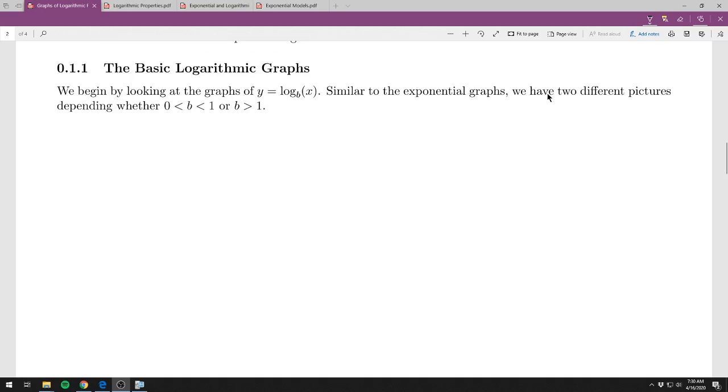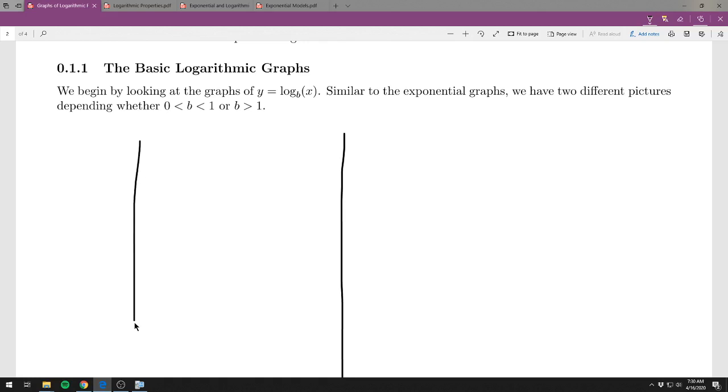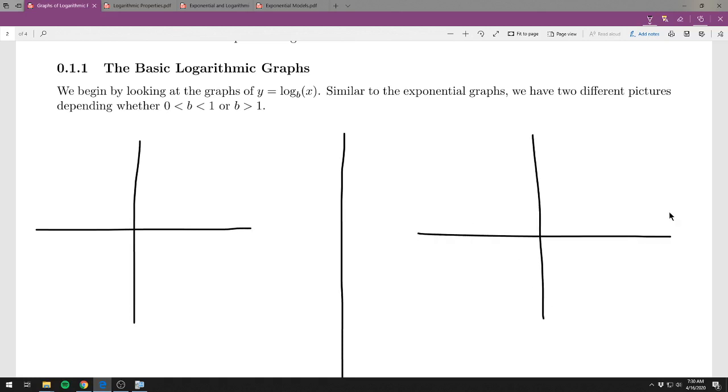Similar to the exponential graphs, we have two different pictures depending on whether the base of the log is between 0 and 1 or bigger than 1. So I'm going to go ahead and do what I did with the exponential graphs and draw each one out and talk about the important things. So the one on the left, I'll do the base between 0 and 1, y equals log base b of x. And the one on the right, y equals log base b of x, b is greater than 1.